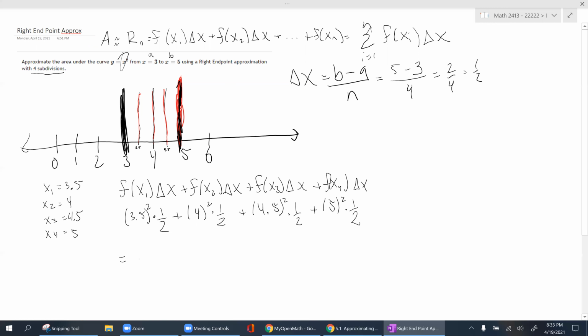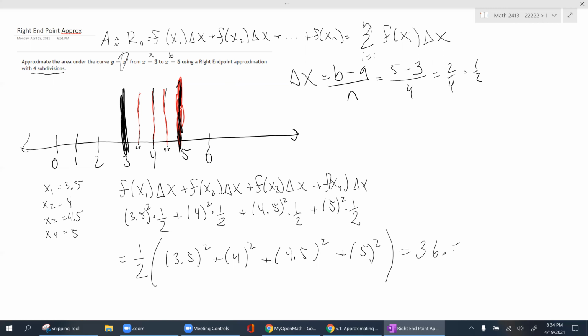All right. Another thing you can do is factor out the 1/2, since that's a value they all have in common, and just do 3.5 squared plus 4 squared plus 4.5 squared plus 5 squared. All right, so let's do that. And I got 36.75. So that is the area under that curve, 36.75.